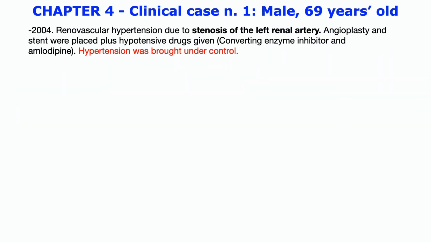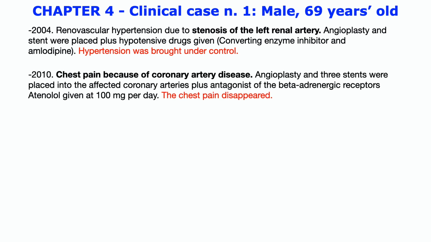2004, renovascular hypertension due to stenosis of the left renal artery. Angioplasty and stent were placed, plus hypertensive drugs given, converting enzyme inhibitor and amlodipine. Hypertension was brought under control. 2010, chest pain because of coronary artery disease. Angioplasty and 3 stents were placed into the affected coronary arteries, plus an antagonist of the beta-adrenergic receptor, atenolol, given at 100 mg per day. The chest pain disappeared.